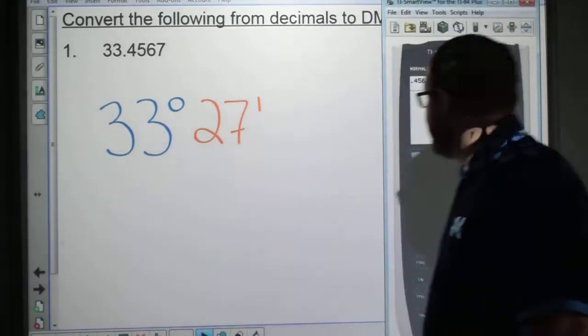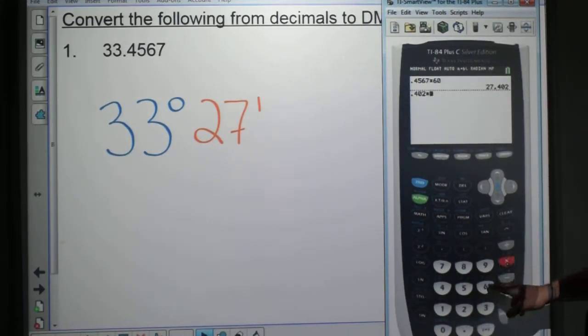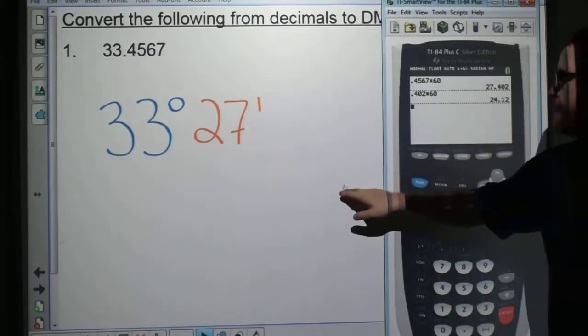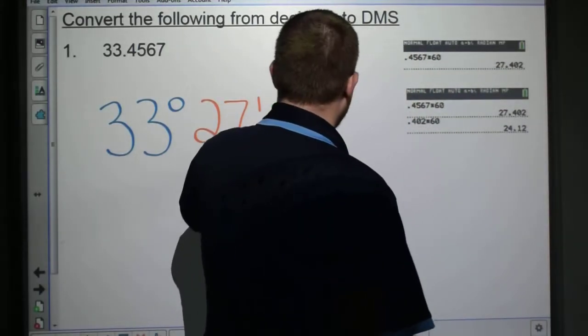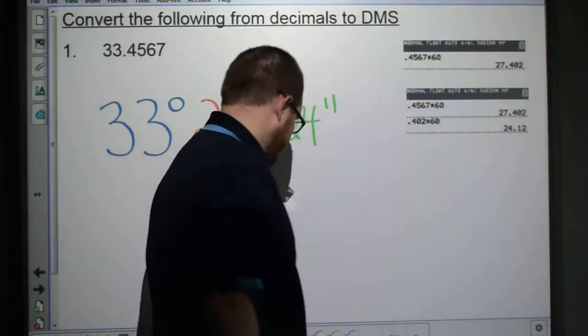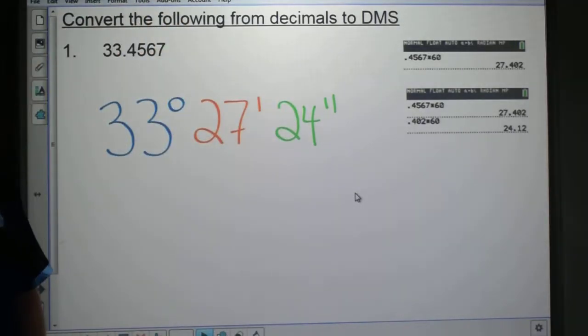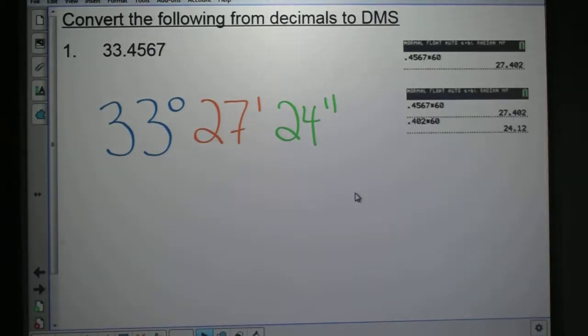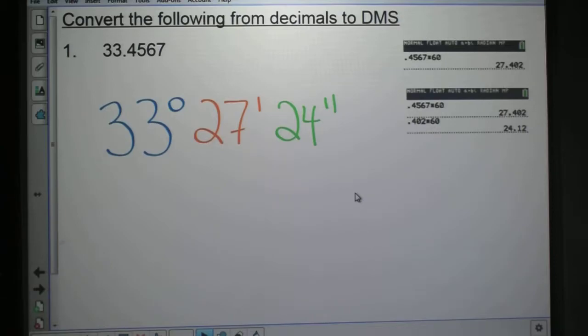So we're going to multiply by 60 again. 0.402 times 60 is 24.12. So that would mean that there are 24 seconds. Really there's 24.12 seconds, but we're going to round to the nearest second. So there is the same angle in degrees with decimals to degrees, minutes, and seconds.